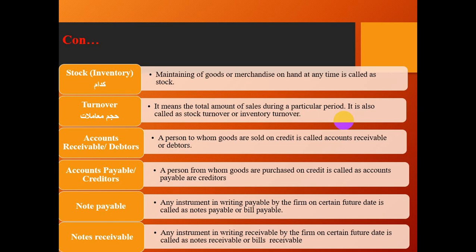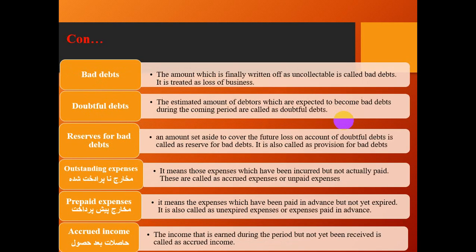And then we have note payable and note receivable. Note payable is a written instrument which is given by the firm for payment on a certain future date, that is called note payable or bills payable. Note receivable is any written document given by a person that they will pay you money back, so that is note receivable or bills receivable.